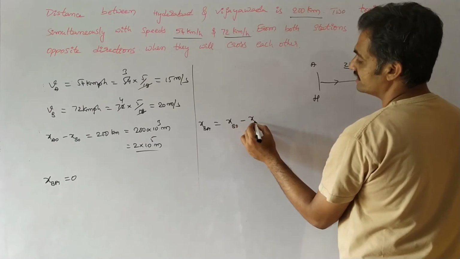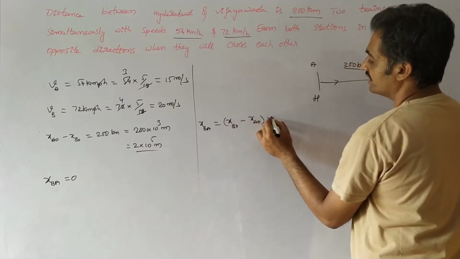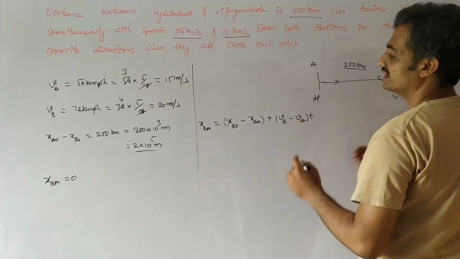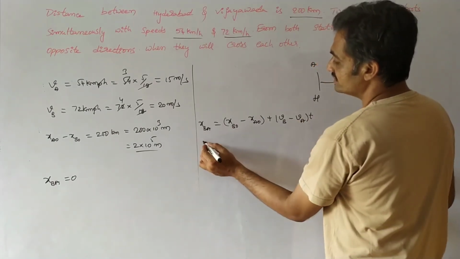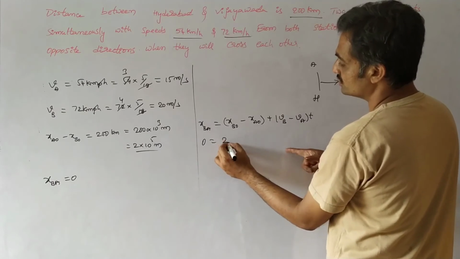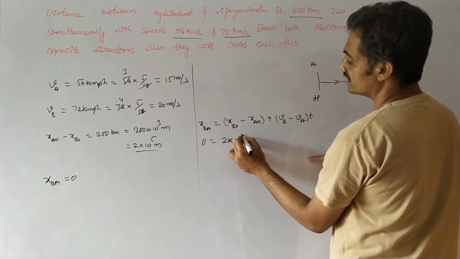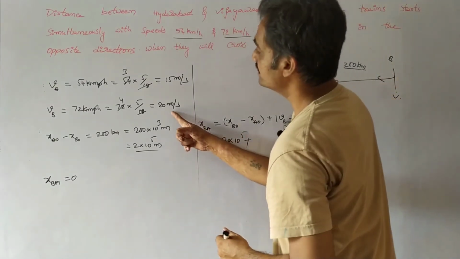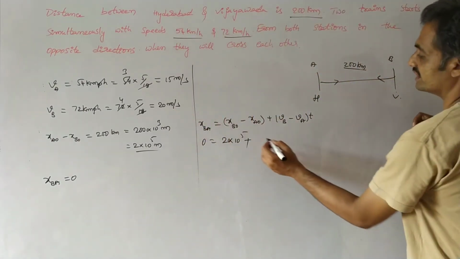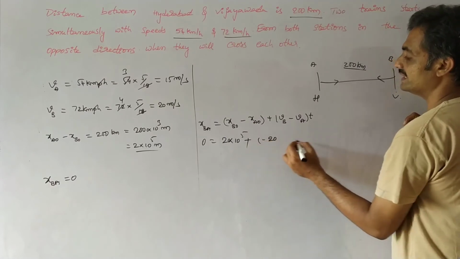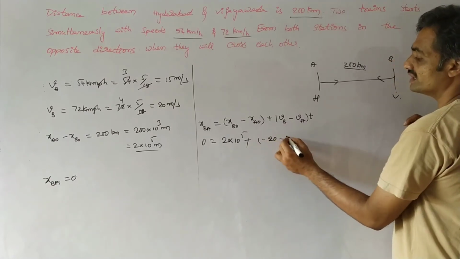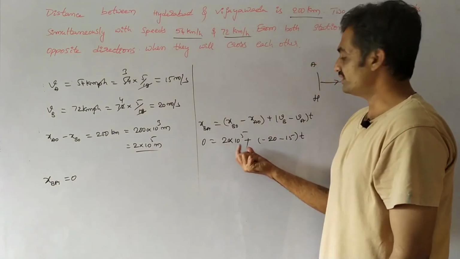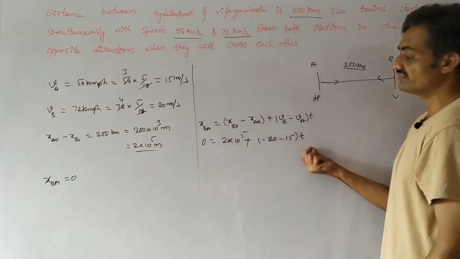X_BO minus X_AO plus (V_B minus V_A) into T. Here X_BO minus X_AO is 200, nothing but 2 into 10 to the power of 5, plus V_B. Since the train is traveling in the opposite direction, we consider it as minus 20, and the velocity of train A is minus 15. So 0 equals 2 into 10 to the power of 5 plus (minus 20 minus 15) into T.